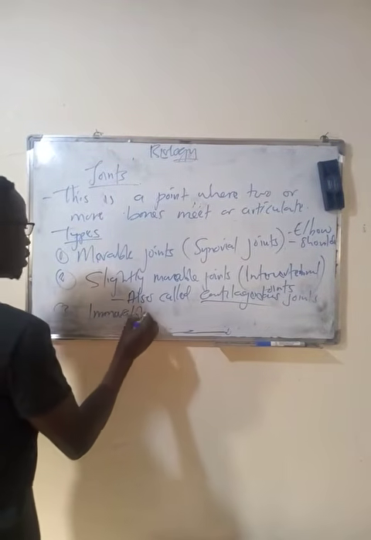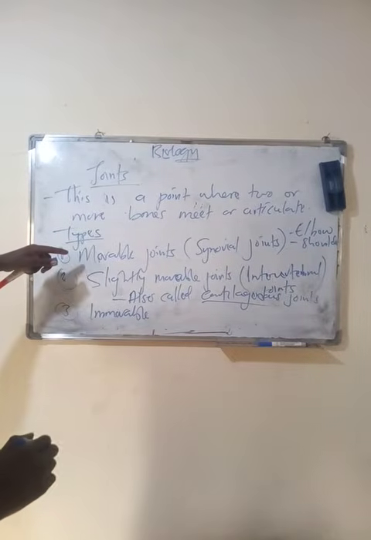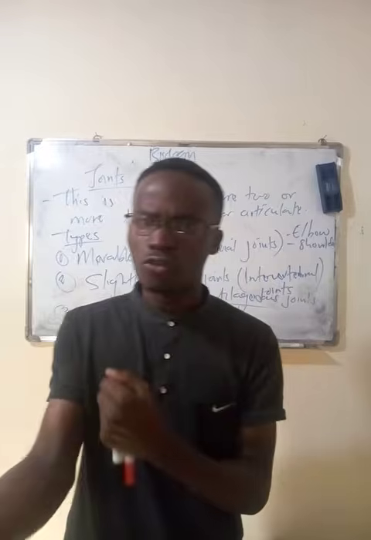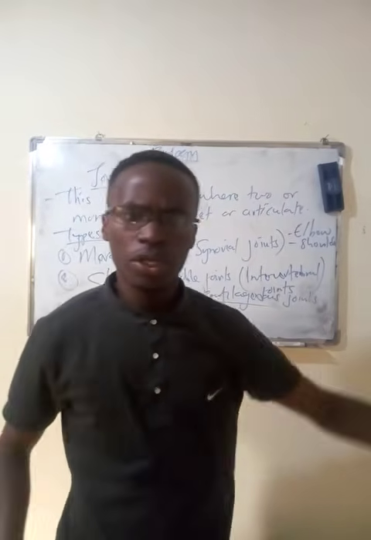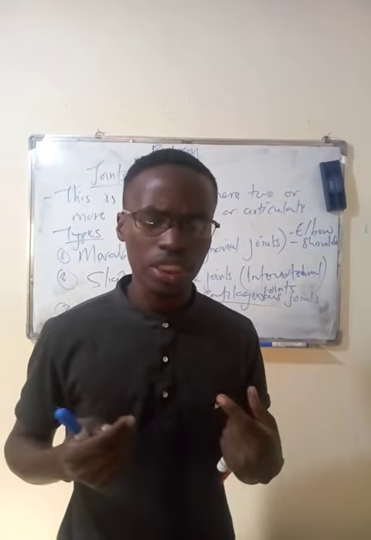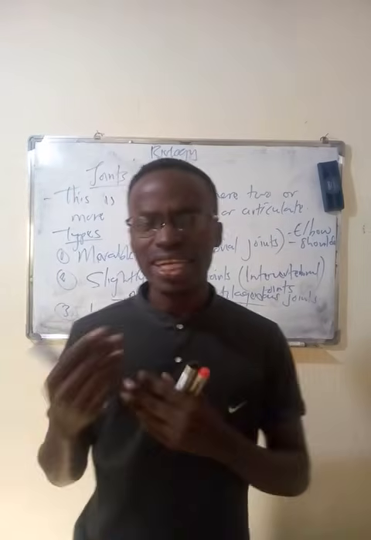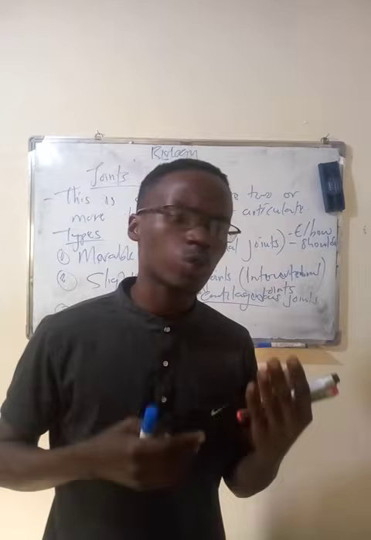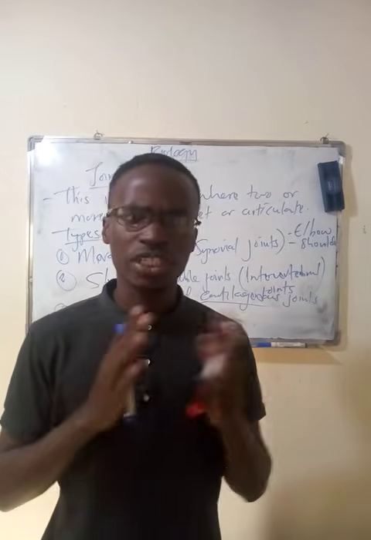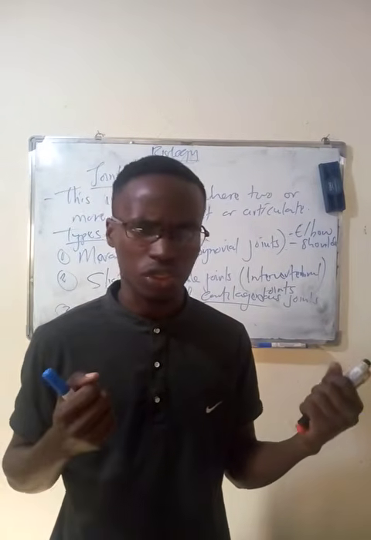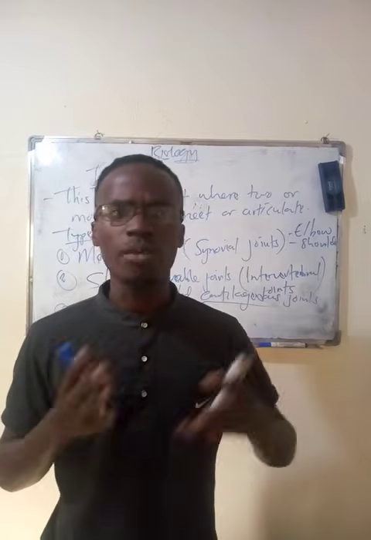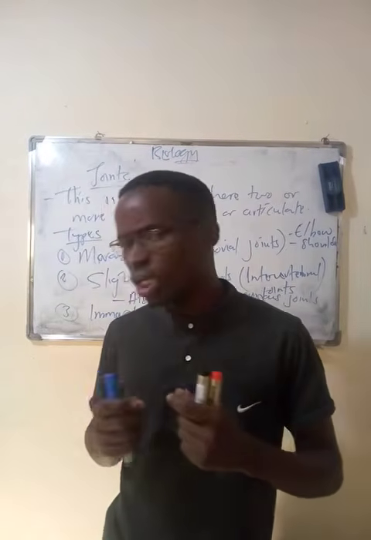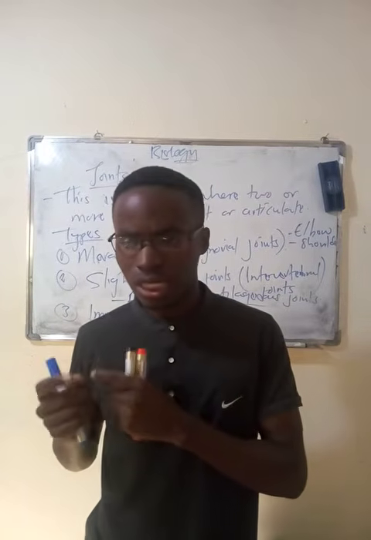All right. So you can see how we are moving from movable to slightly movable. The movable ones easily move. You can easily move them. There is so much motion, right? And then you have the slightly movable ones. Those ones don't allow so much motion. There's some motion, some movement, but not too much of it, right? And then we have the immovable ones. The immovable ones have very little motion.